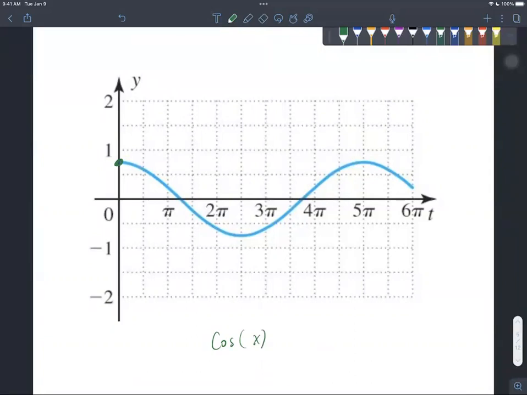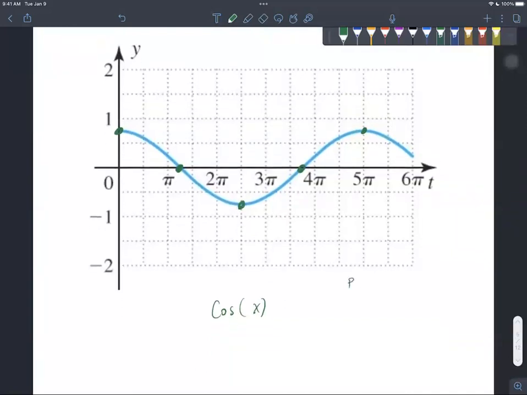And so we can look at the length of one period here. Where does this thing restart? Remember that cosine generally starts at a maximum, reaches a 0, then its minimum, then another 0, and then its maximum. And so this is the length of one period.